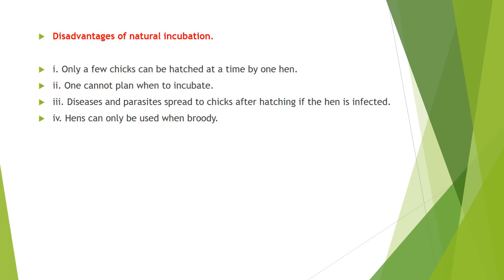What are the disadvantages? Only few chicks can be hatched at a time. You understand that you can only give a broody hen 10 to 15 eggs. So if you are giving it 10 to 15 eggs, it means only 10 chicks will be hatched. Compared to an incubator, artificial incubator, where you can hatch even 1,000, 2,000, or 3,000 at once.